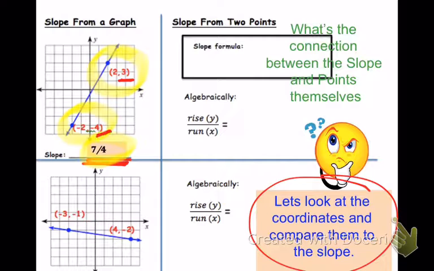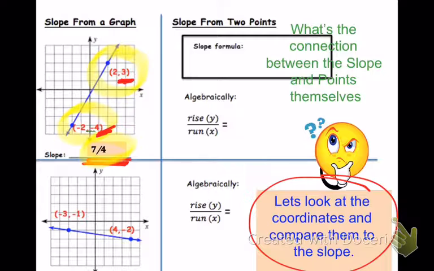If I look at these 2 y values, what would I have to do to these 2 y values in order to get a positive 7? If I add them, I'm going to get -1, but if I subtract them, I'm going to get -7. So subtracting seems to be a little closer than adding.